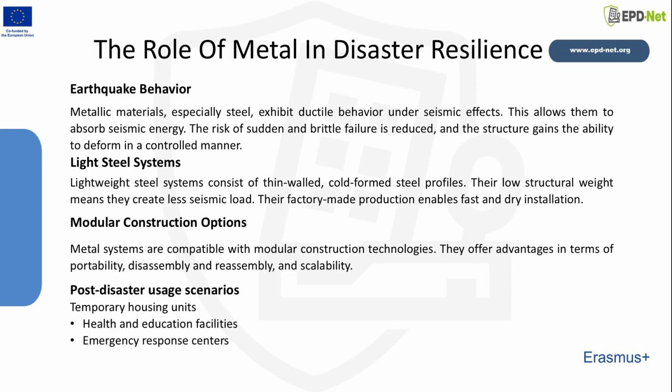Another important aspect is structural weight. Compared to reinforced concrete systems, steel structures are lighter. Reduced mass results in lower inertial forces during seismic acceleration. Lightweight steel systems, such as cold-formed steel profiles, are increasingly used in low to mid-rise structures. Their advantages include reduced structural load, faster construction, factory-controlled precision, dry assembly methods.